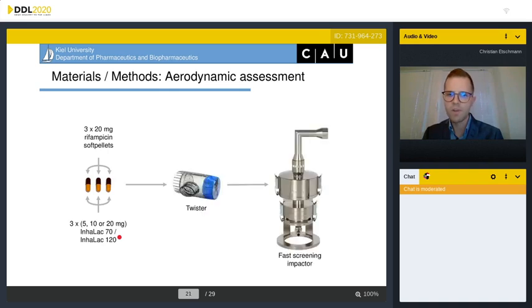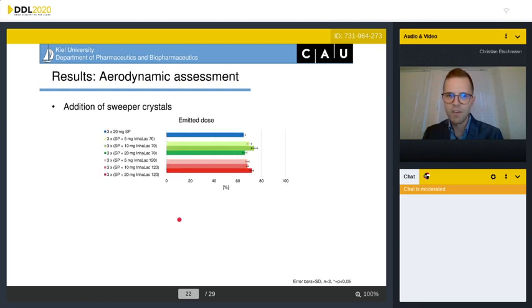For aerodynamic assessment, the same experimental setup as described before was used. When having a look at the emitted dose, the maximum can be found after the addition of 10 milligram Inhalac 70. So the emitted dose increased from 65% for the pure soft pellet formulation to 74% after the addition of 10 milligram Inhalac 70. This corresponds to an increase of 9%.